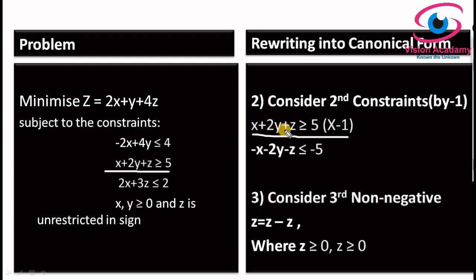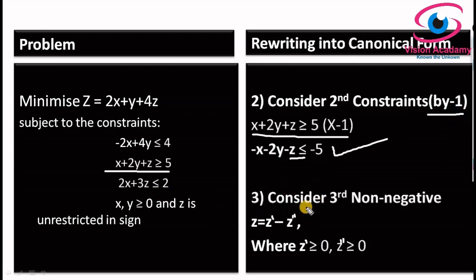x plus 2y plus z greater than or equal to 5. In the bracket I will multiply this by -1. So minus x minus 2y minus z, and greater than or equal to becomes lesser than or equal to, and 5 will become minus 5. This is how you change a greater than or equal to type constraint into a lesser than or equal to type, just by multiplying by -1.